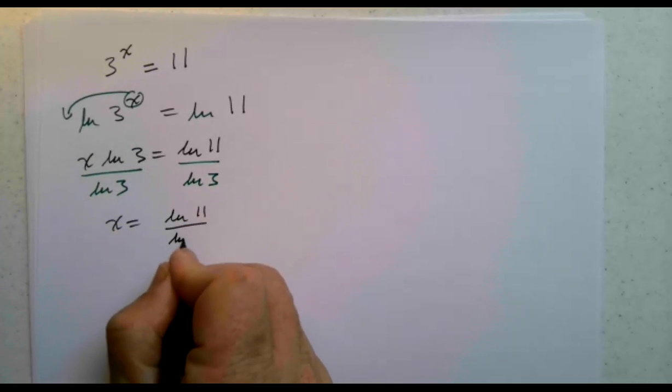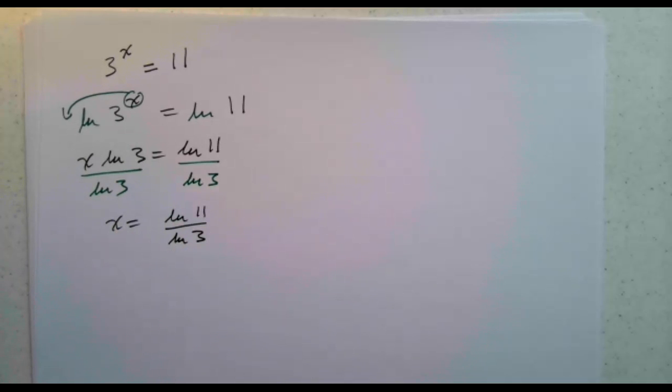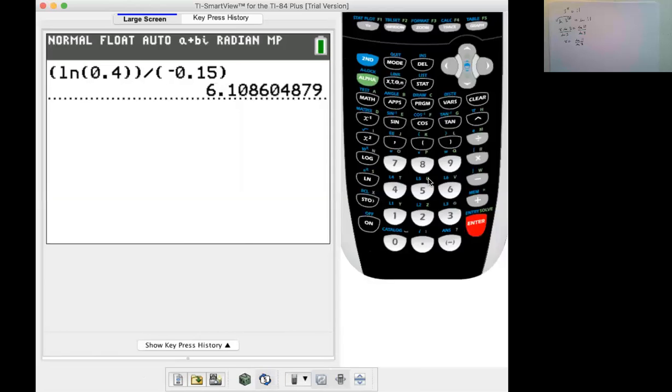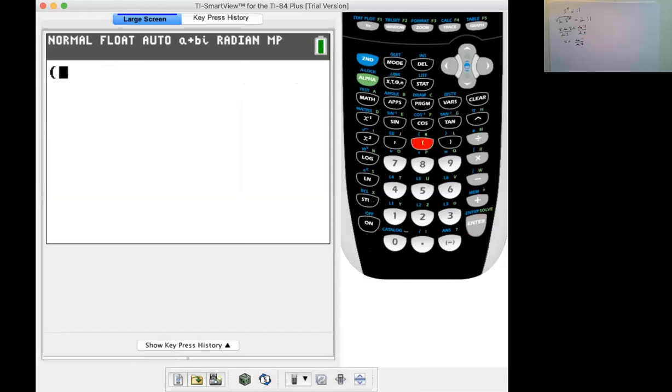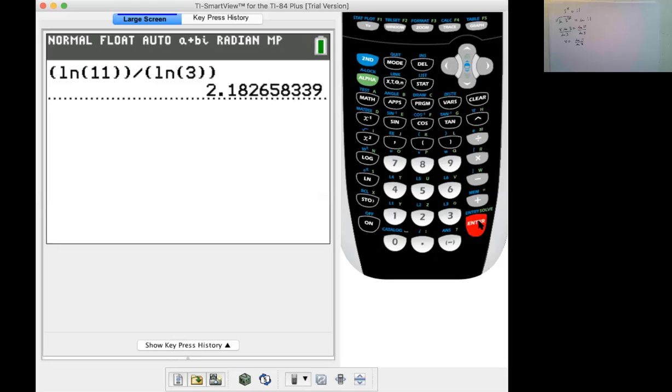Let's get a decimal approximation for that if we can. Natural log 11 on top, divided by natural log 3. I like using numerators and denominators in parentheses just to make sure there's no issues with order of operations. And I get about 2.1827.